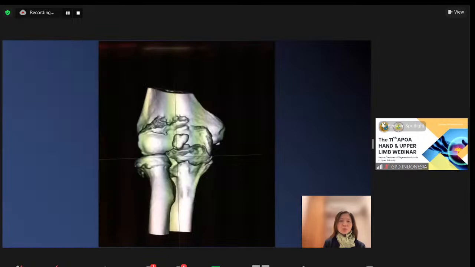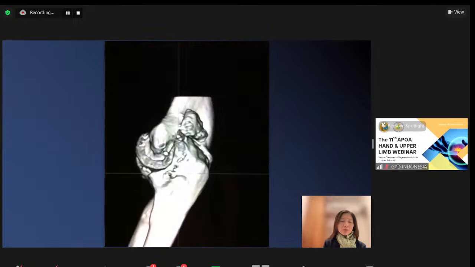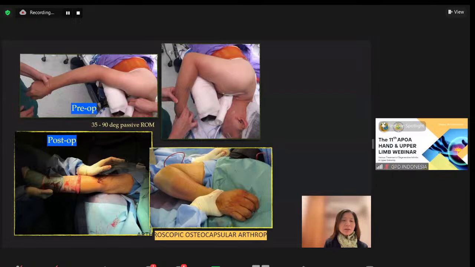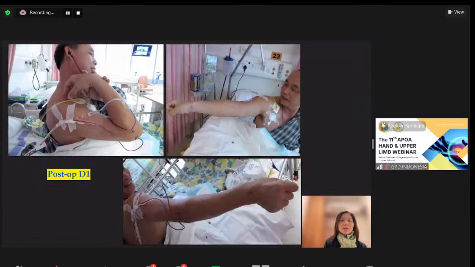This is another gentleman, a 50-something-year-old man, complaining of elbow pain. This CT scan shows hypertrophic osteoarthritis. He had limited elbow range of motion. Under anesthesia, the passive range of motion was 35 to 90 degrees, and after arthroscopic osteocapsular arthroplasty, he achieved full range of motion. This is his condition 1 day after the operation, showing good range of motion.